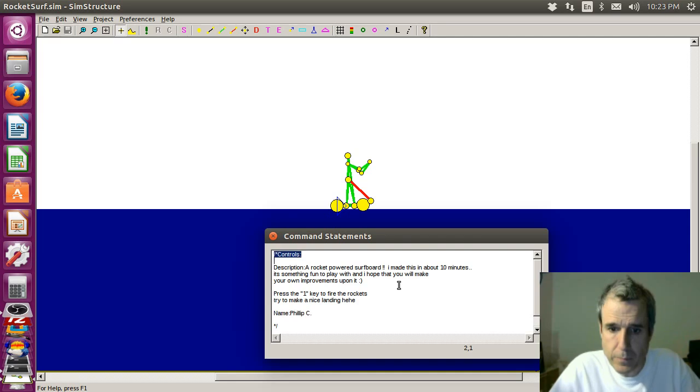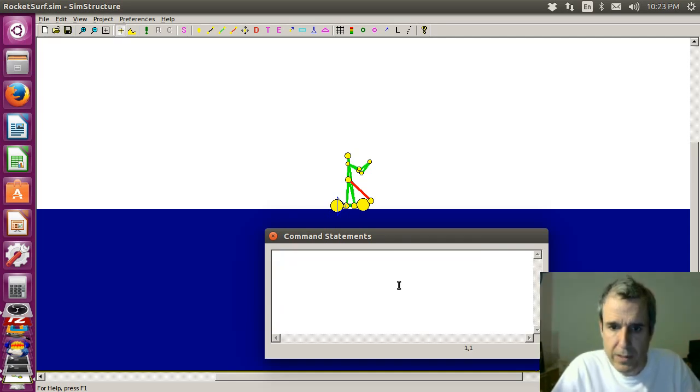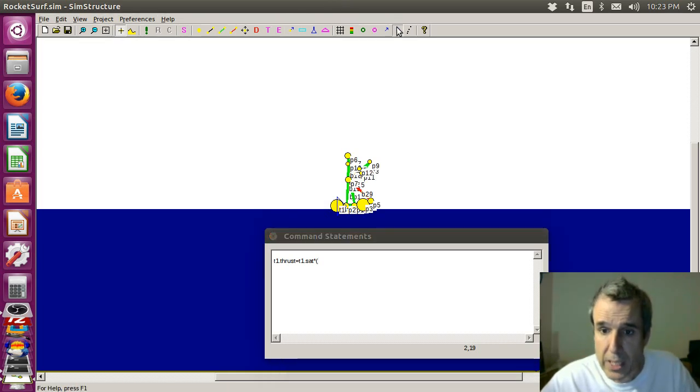So T1 dot thrust equals, let's say T1 dot saturation times, what we want is if he falls over, if he falls backward, that means cut the throttle. If he falls back, cut the throttle. If he doesn't fall back, increase the throttle. So I'm going to put labels.